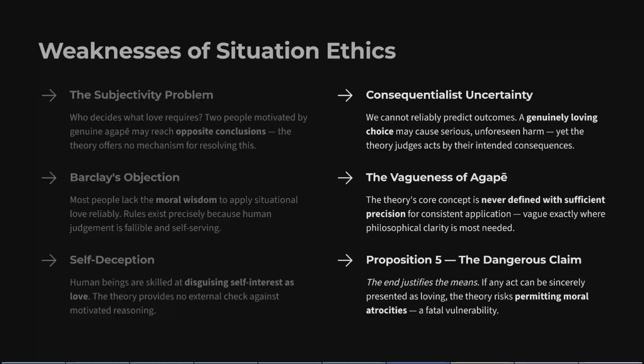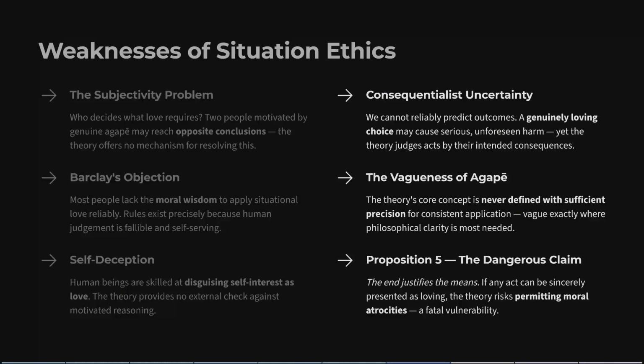And then we see the vagueness of agapē. The theory's core concept is never defined with sufficient precision for consistent practical application. What does genuine, unconditional love actually require in cases involving euthanasia, just war, economic injustice, or capital punishment? Agapē is vague, exactly where philosophical clarity is most needed. A theory whose central concept cannot be defined precisely enough to guide consistent decisions cannot fully perform the function it sets out to perform.